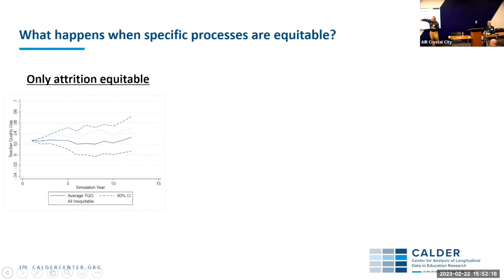When only attrition is equitable, you don't actually get much closing of the teacher quality gap. It's the difference between the dotted line and the solid line. So the solid line is below the dotted line, but they're both within the confidence interval. So it's not a huge reduction.